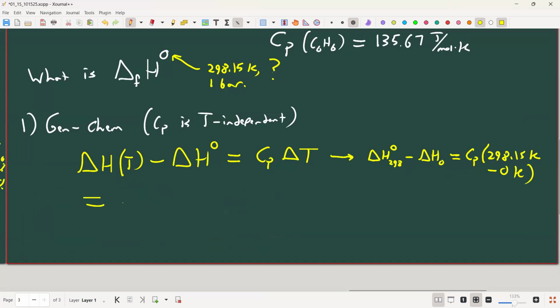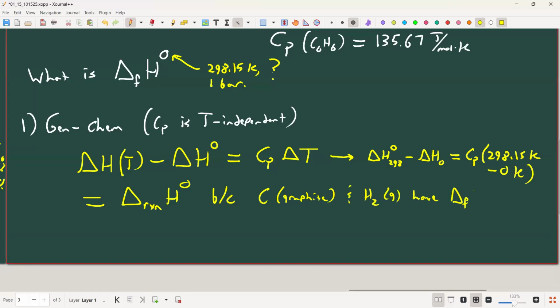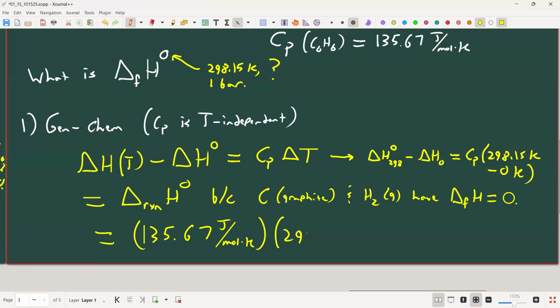So this is equal to the reaction enthalpy because carbon, graphite, and H2 gas have formation enthalpies of 0. Right, by definition. So that's a really easy calculation to do. 135.67 joules per mole Kelvin. That's our heat capacity, times 298.15 Kelvin. And this is our reaction enthalpy. I'm going to do that on this calculator instead.